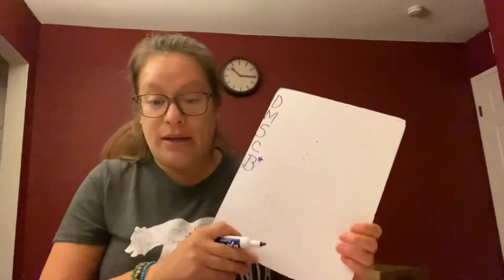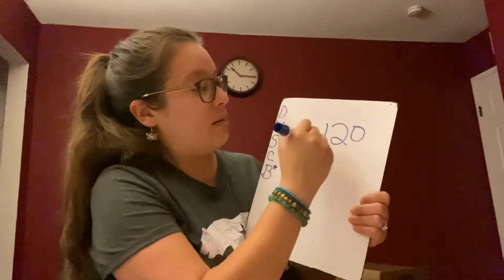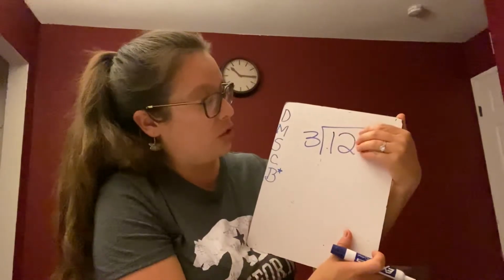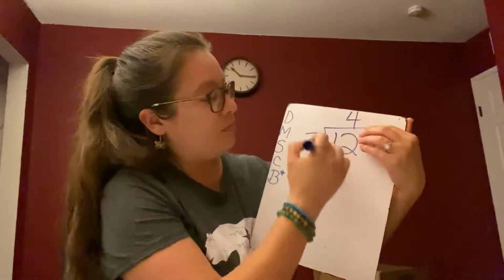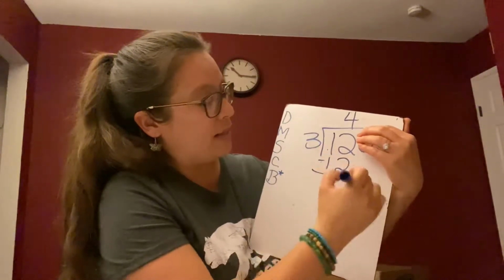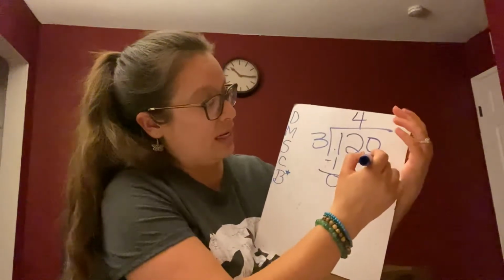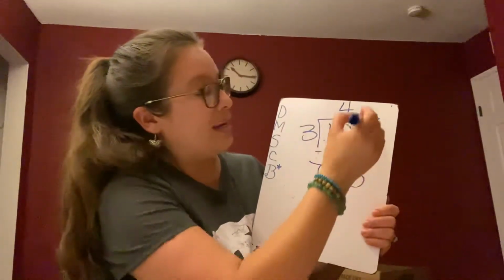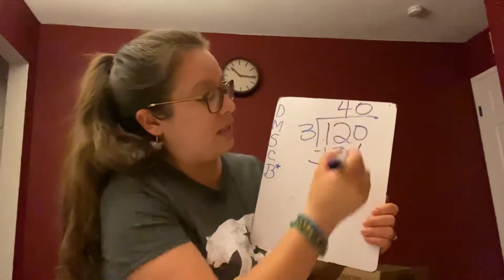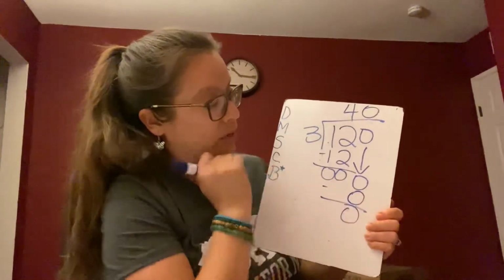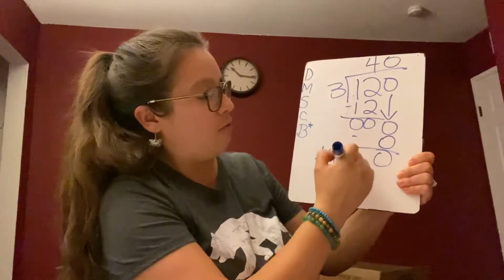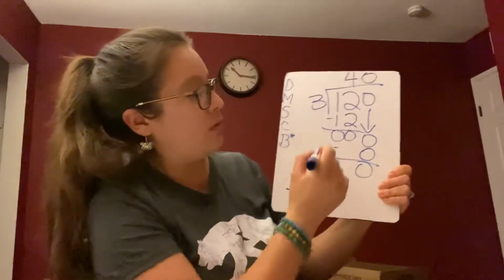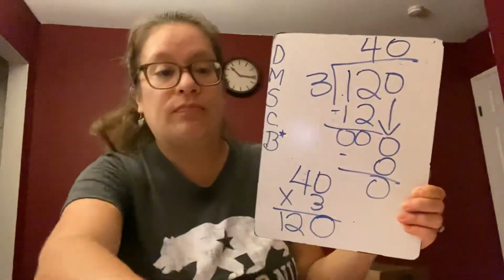All right, so 120 divided by 3. Digit by digit, 3 cannot go into 1. It goes into 12. How many times? 4. 3 times 4, 12. Subtract. 0, 0. Bring down the 0. Start over again. 0 divided by 3 is 0 times. 3 times 0, 0. Subtract. 0. Check my work. 40 times 3, 0, 12. 120, 120. Boom. Ready for the next one?